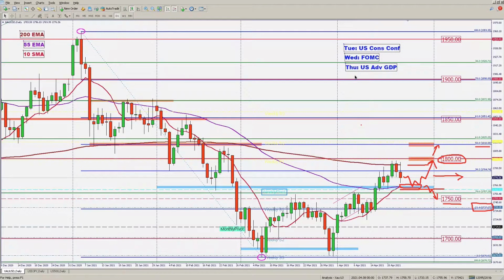All right, there is other minor news, with consumer confidence on Tuesday and advanced GDP, but focus will be on the FOMC policy meeting.